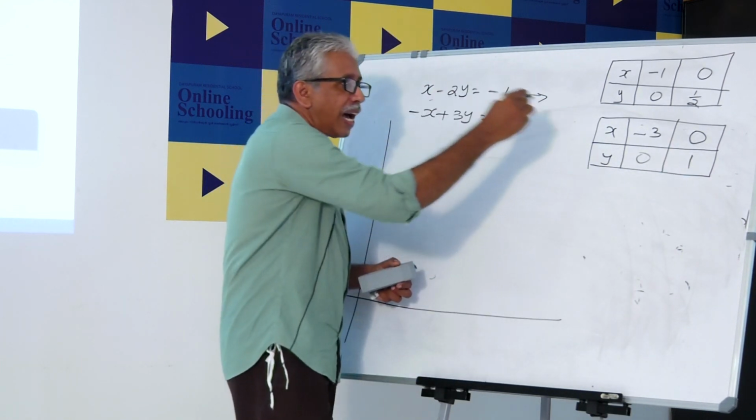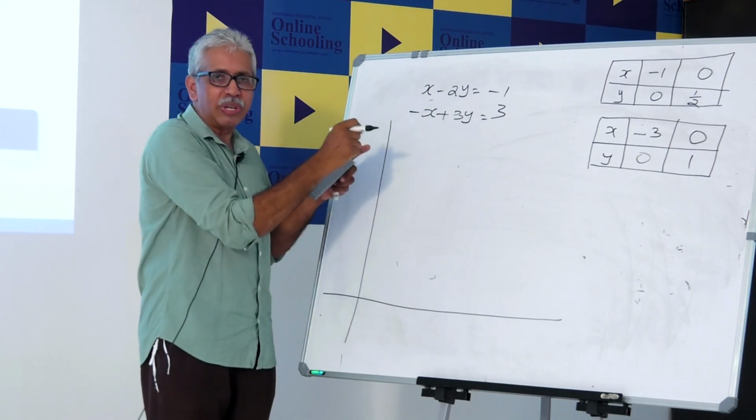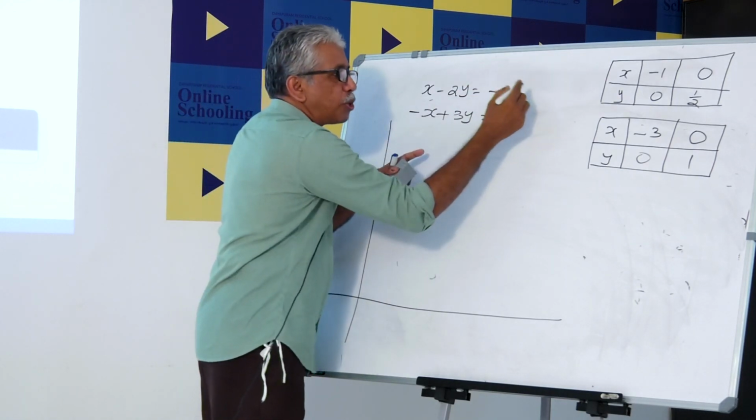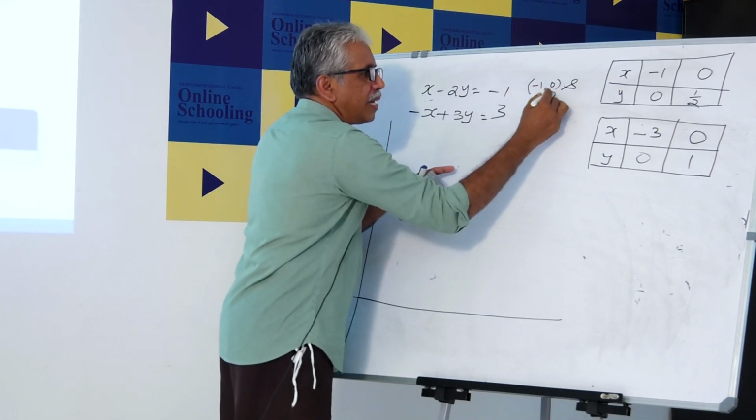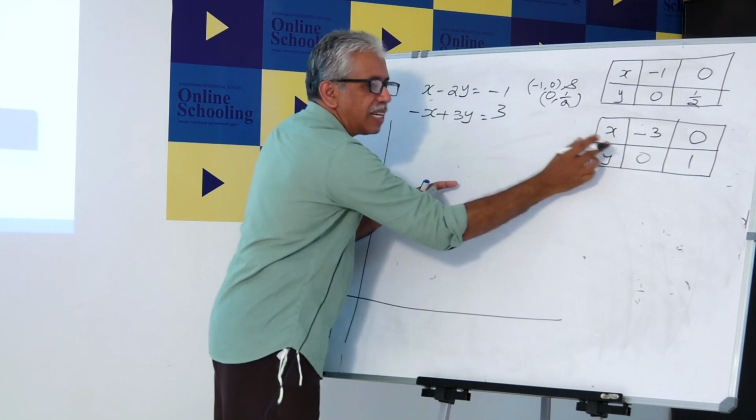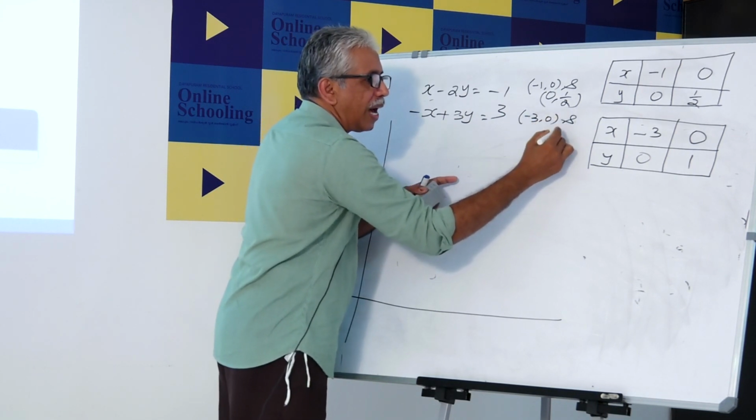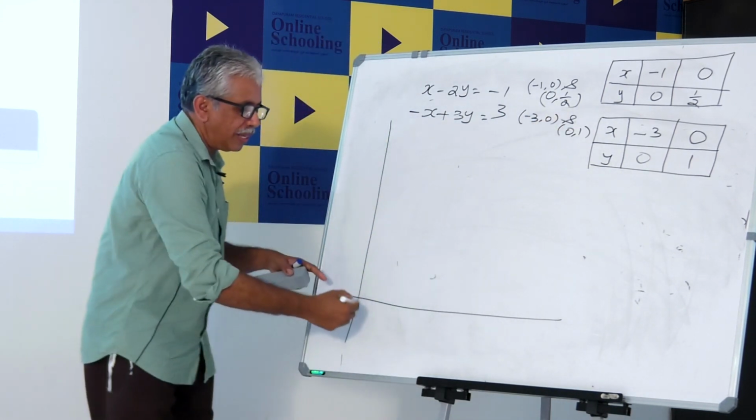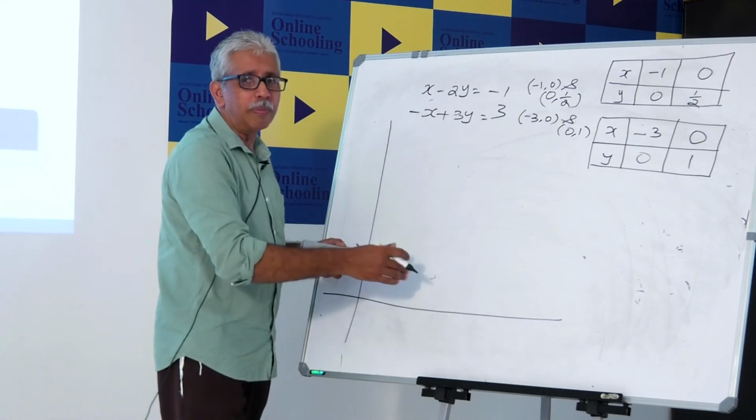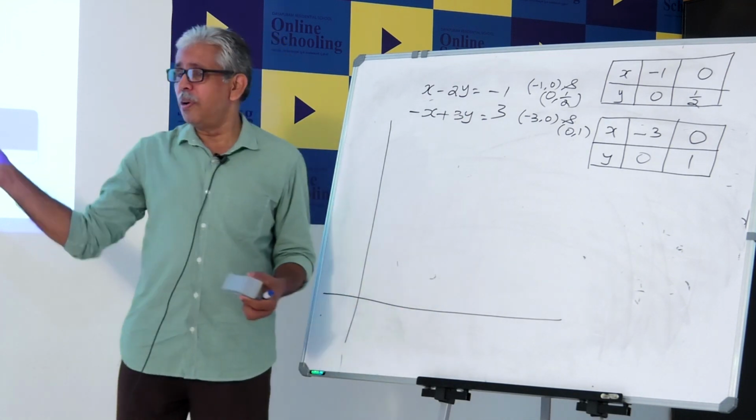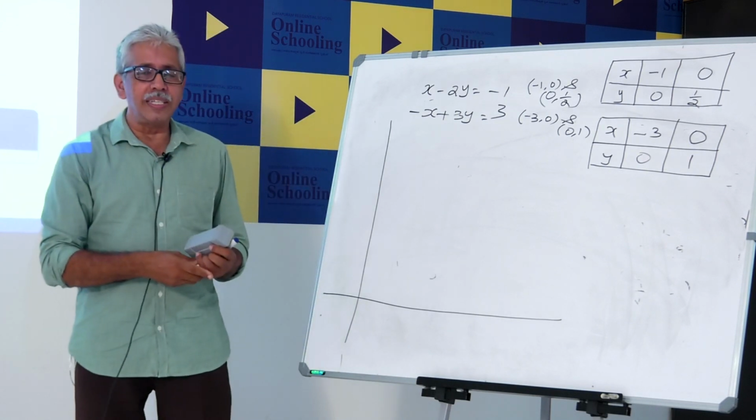So these are linear equations, they will represent geometrically straight lines. In the first line you get 2 points, and they are minus 1, 0 and 0, half. And in the second line you have 2 points, and they are minus 3, 0 and 0, 1. Now these are marked on the x axis, y axis, etc. You know how to mark the points, and that is shown in the screen. So this is how you are getting the two straight lines drawn.